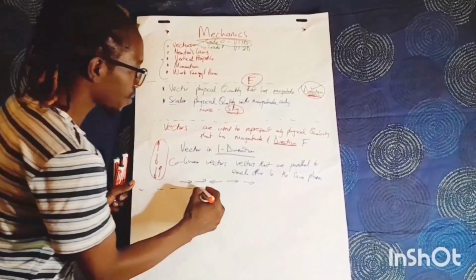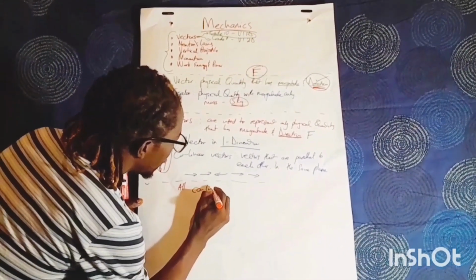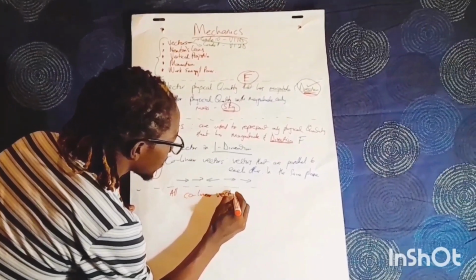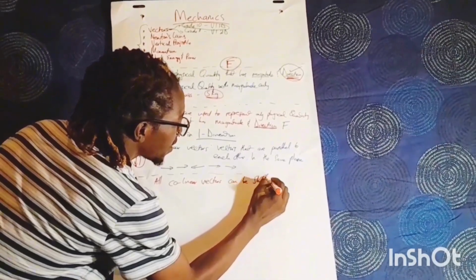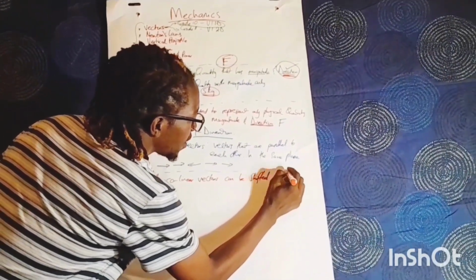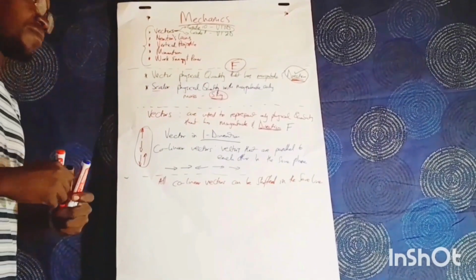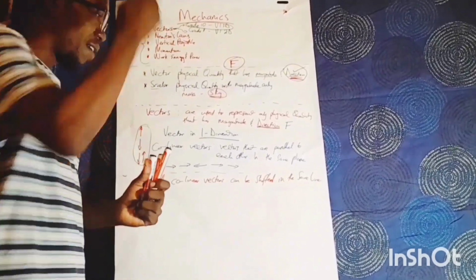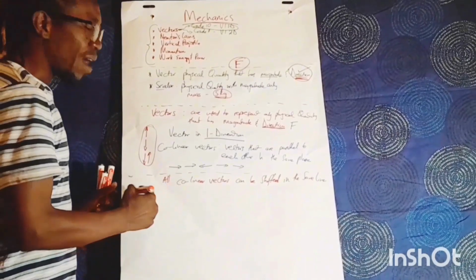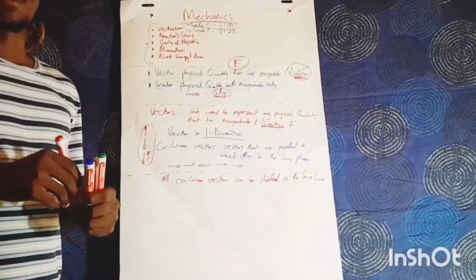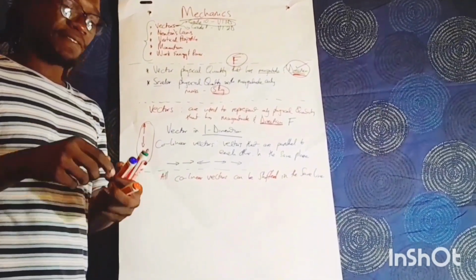So all collinear vectors can be shifted in the same line. So it depends on how many vectors we have, but after all we are going to put them in a straight line, right? So what are we mostly interested in when we're talking about vectors? When we're talking about vectors, we're mostly interested in finding the resultant vector.